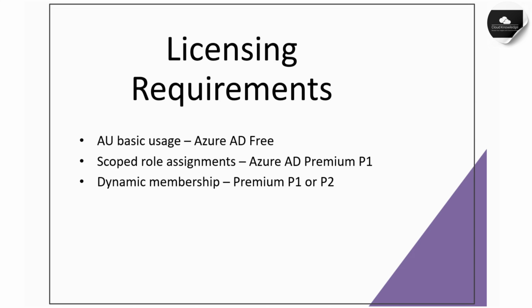If you want to create a dynamic AU, as we have seen, we have assigned membership, dynamic membership, and dynamic device also, right? So if you want to use a dynamic membership type, then we need to go with P1 or P2, which is the Entra ID Premium license. If you want to use Graph API automation, then we need to give the permission. Yeah, that is the basic thing.